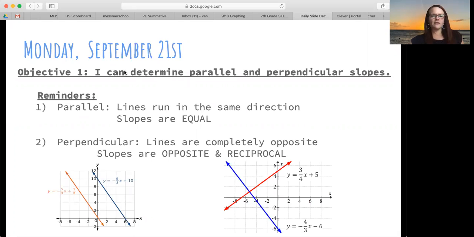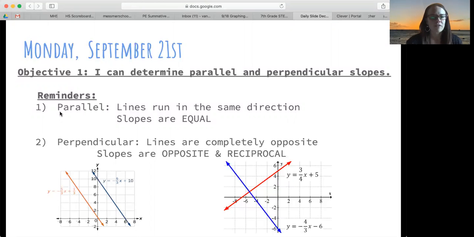So the first objective is determining parallel and perpendicular. On this first slide here are the two different parallel versus perpendicular definitions. So feel free to either copy this down or you can screenshot it. Some of this stuff you're not going to know, but you're not going to need to know, but I just wanted to go through the important characteristics.